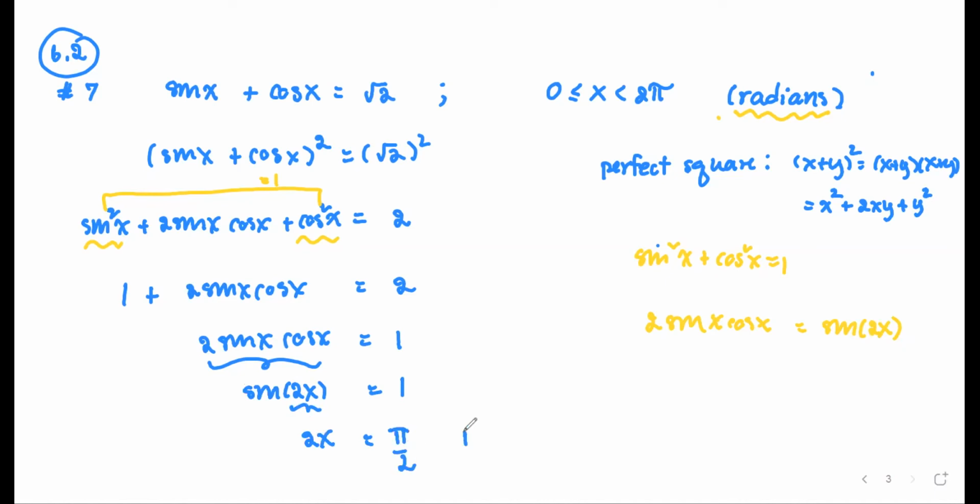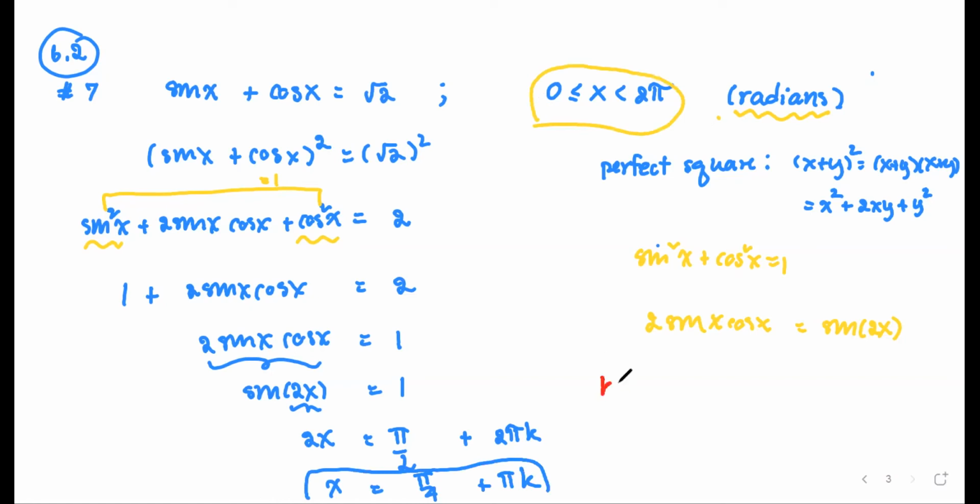And to make it a general solution, it is supposed to be added by 2 pi times k, or the multiple of the revolution. But we're going to find just the x value. So x equals pi over 4 plus pi times k as a general solution. But we are looking for the answer just within the first revolution. What we're going to do next, we just find the x for each k value starting from k equals 0.